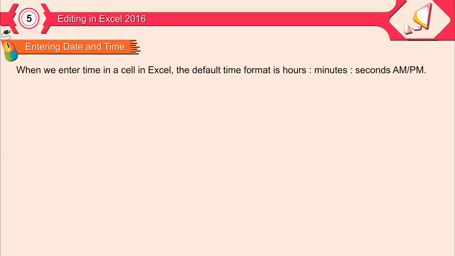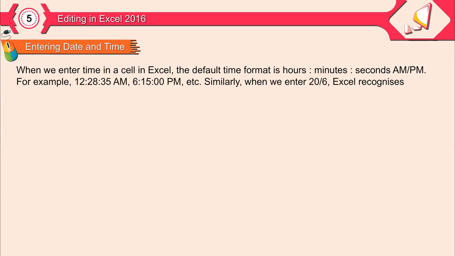Entering date and time. When we enter time in a cell in Excel, the default time format is hours, minutes, seconds, AM, PM. For example, 12:28:35 AM, 6:15:00 PM, etc. Similarly, when we enter 20/6, Excel recognizes it as a date and displays 20 June in the cell.